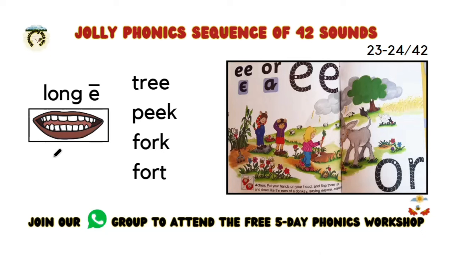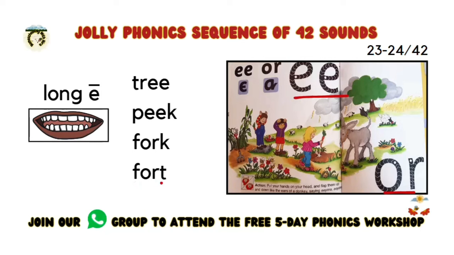Long E is not a diphthong. Along with E, we have another sound here that is R. R has two pronunciations. In British English, it's the same as AW, as in awful. So if you read this word with the British pronunciation, it will be fawk, and this will be fawt. And if you go for the American pronunciation, it is simply R.